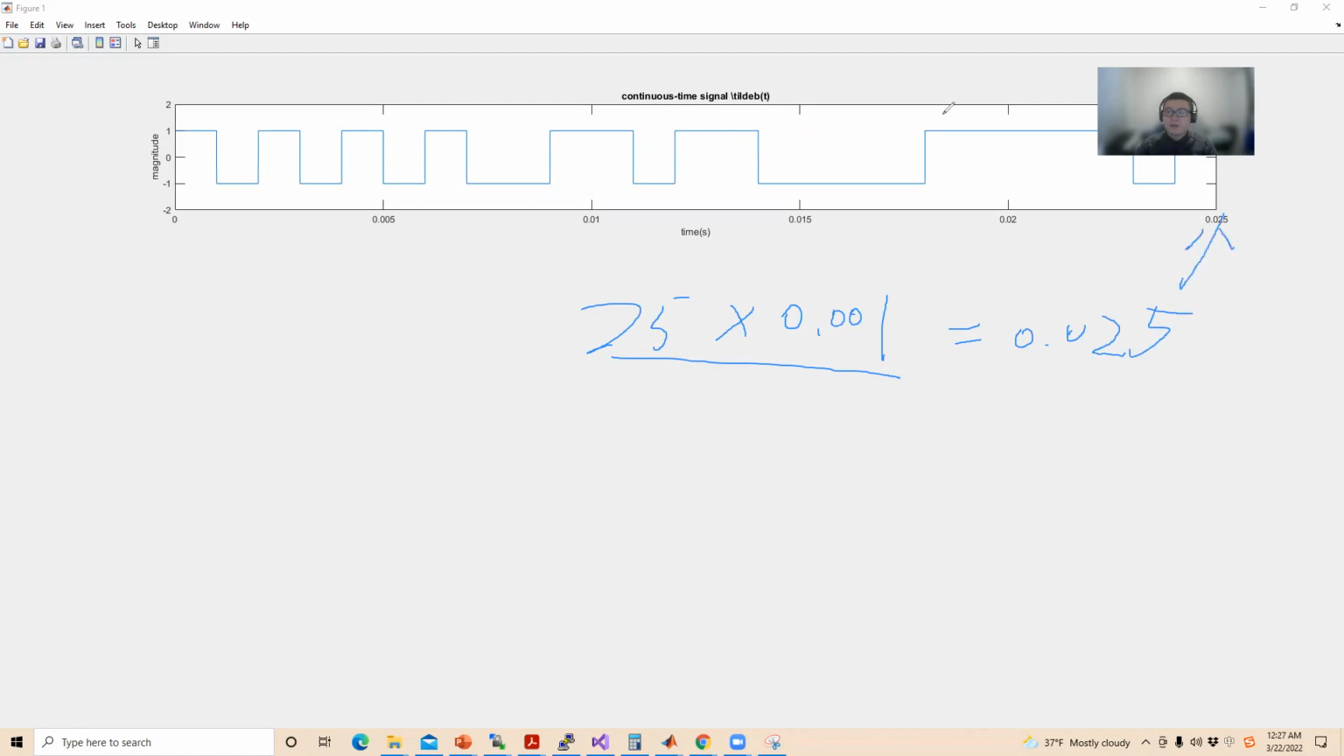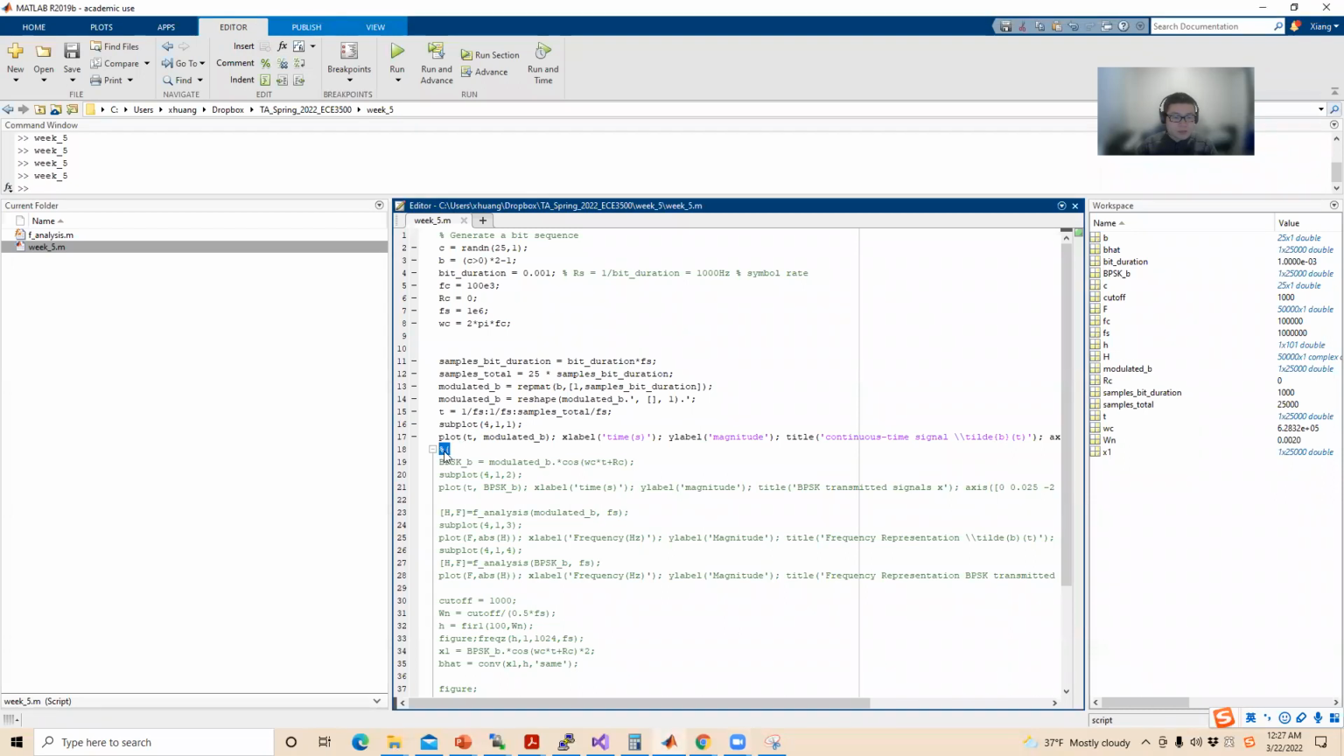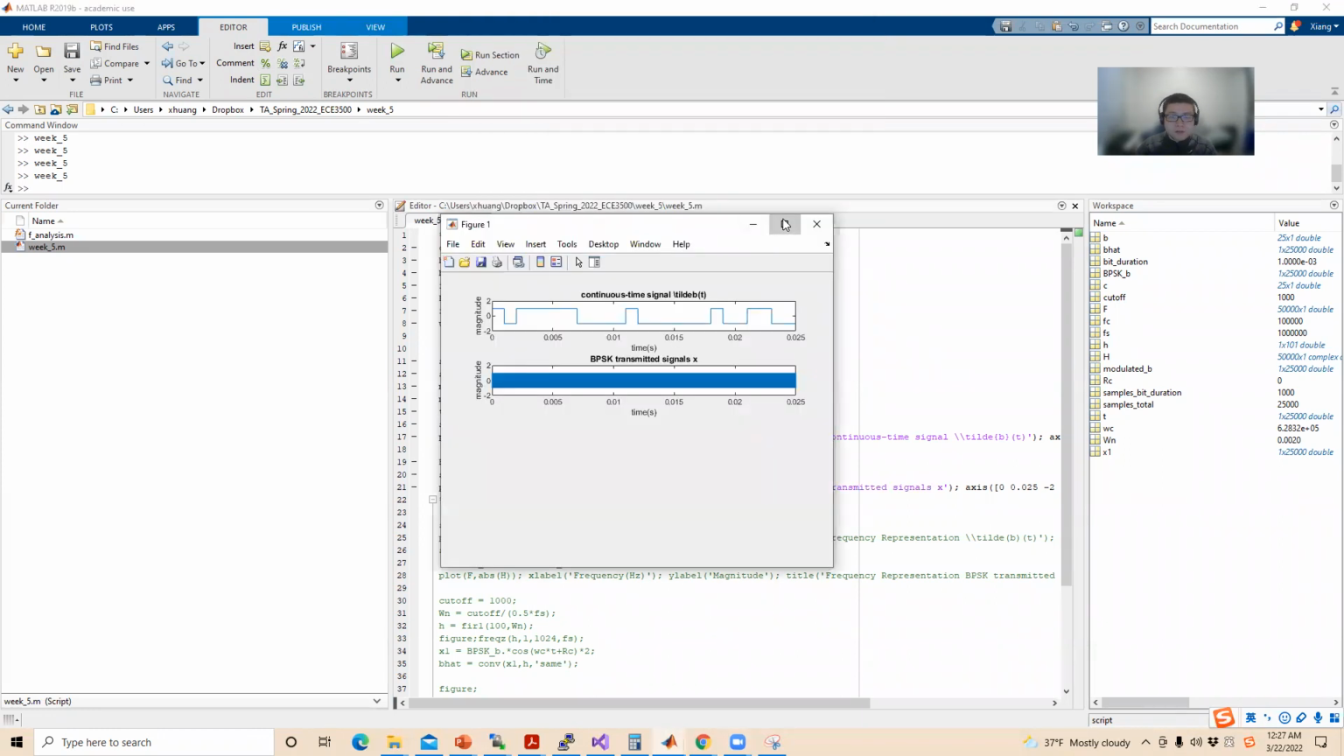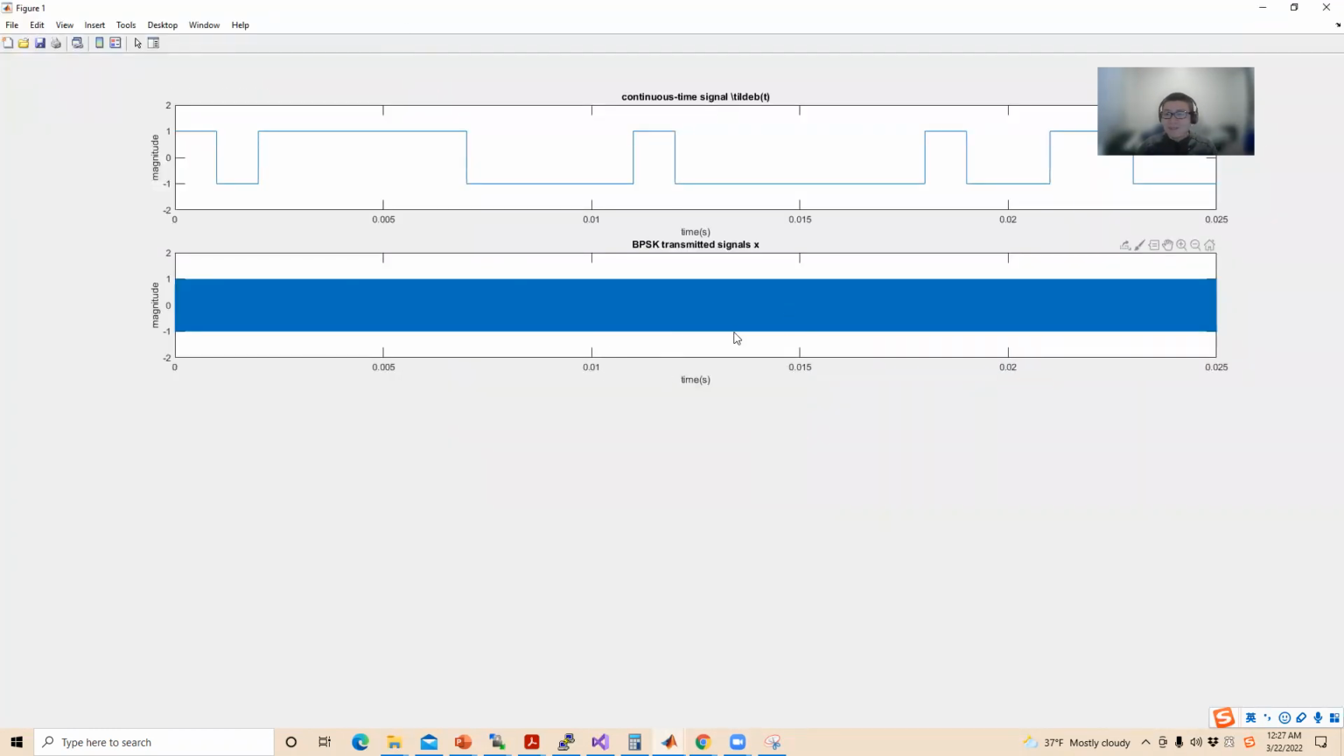Okay. Now, what we need to do is to multiply our baseband signal with the cosine function. Here, the modulated bit is b tilde of t. So this is just the baseband signal. Okay, let me see. Oh my god, this is just all blue.